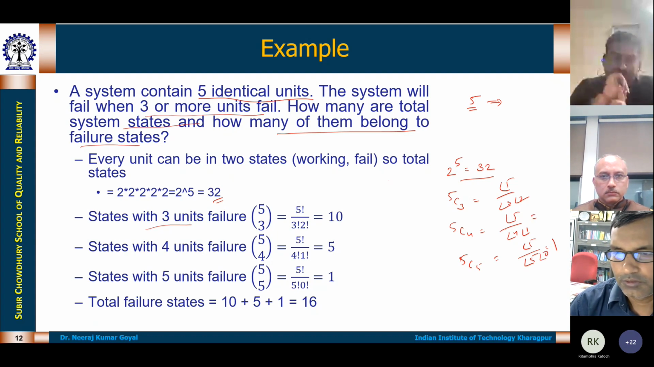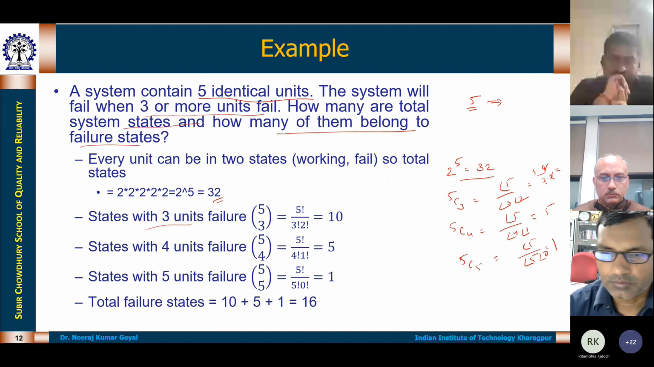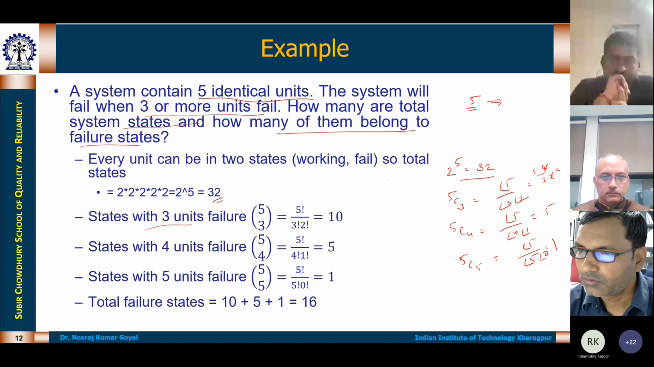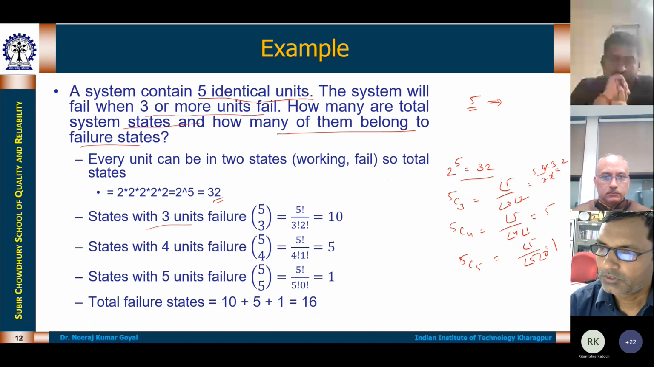This is equal to 5, and this is equal to 5 into 4 divided by 3 into 2. Sorry, 5, 4, 3, 2. So 3, 2, 1 multiplied by 2, 1, right? So 2 and 2 will cancel by 4, 3 will cancel by this, and we will have 10. Okay. So we are able to calculate.